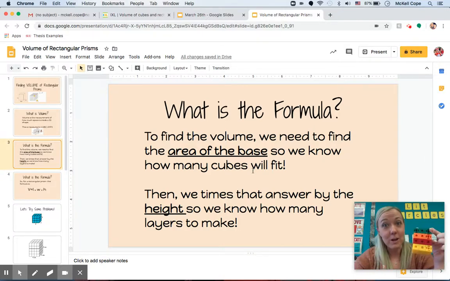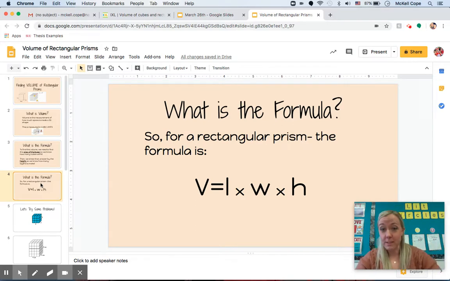Now we know that when we are repeating something over and over again and we're adding the same number over and over again, that's multiplication. So here's the formula to find the volume of any three-dimensional figure. When we are finding the volume, we are just going to find the area of the base and then repeat that answer over and over again, or just times it by how tall it is. So when we're dealing with a rectangular prism, the formula is just the length times the width, and then times it by the height.